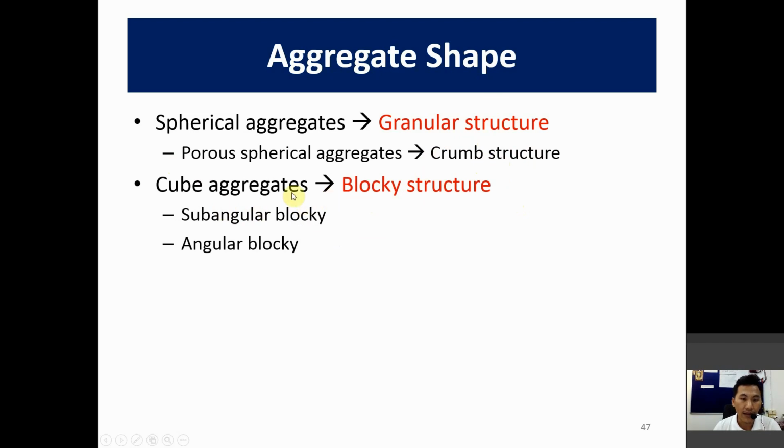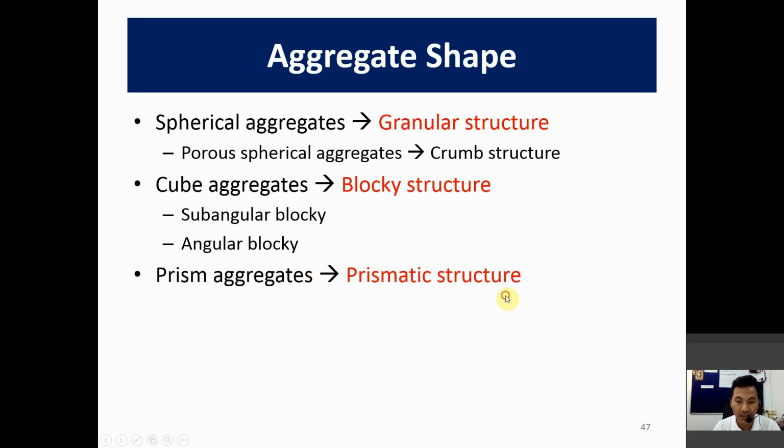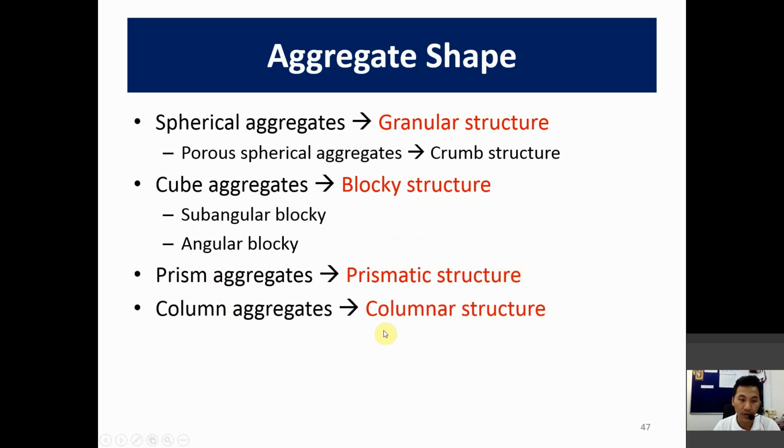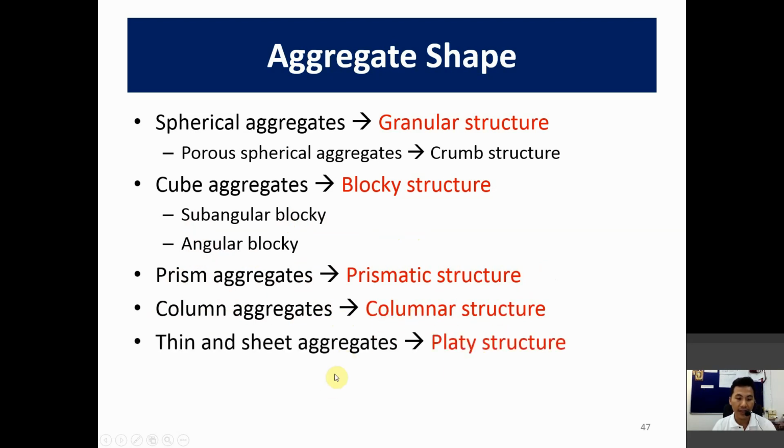Cube aggregate looks like a blocky structure, and you have two different kinds here: subangular blocky and angular blocky. It totally depends on the sharp edges you have. Prism aggregate, or prismatic structure, has different heights, and I'll show you a figure of it in the next few slides. Column aggregates are in the shape of a columnar structure. Thin sheet aggregates show you the platy structure.